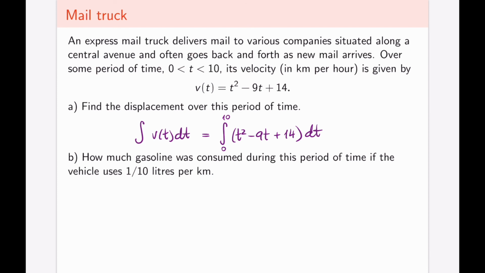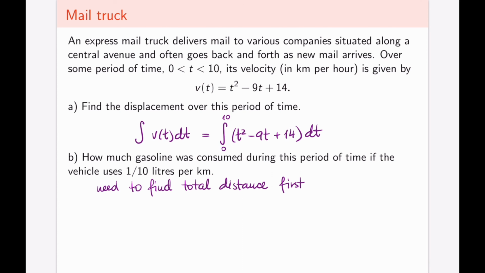On the other hand, in part 2, we're asked about how much gasoline was consumed. So we're not interested in displacement, because if the truck starts at his house and returns to his house, the displacement will be 0. Here, we need to find the total distance traveled first. And this is going to be a little trickier, because this is now going to require us to think about when is the velocity positive and when is the velocity negative.